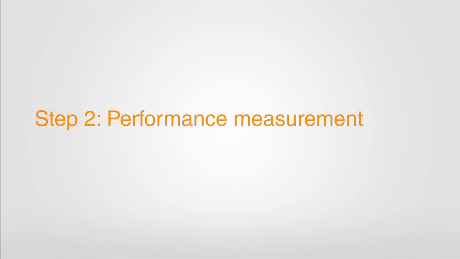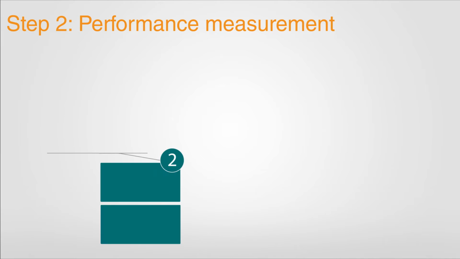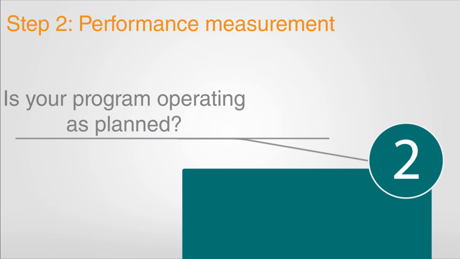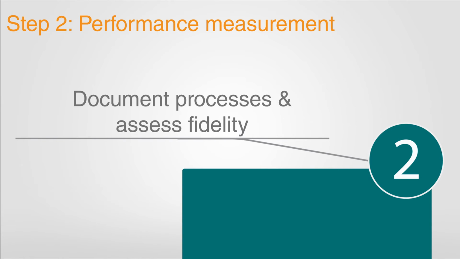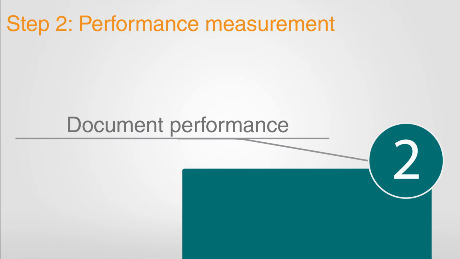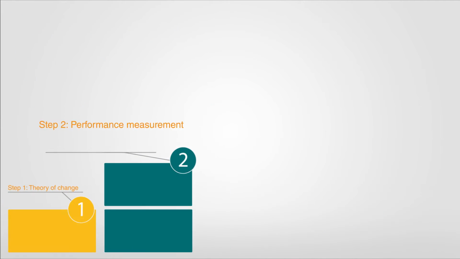Next, ask, is my program operating as envisioned? You need to know whether or not your program is conducting the activities that your program theory says will lead to change. This begins with performance measurement. Performance measurement helps determine if your program is doing the right things in the ways that you planned, in the amounts you targeted, and at the right time. At this point, you should be able to document performance in terms of outputs, such as number of clients served or numbers of tasks completed. This will help you know if your program is operating as planned.